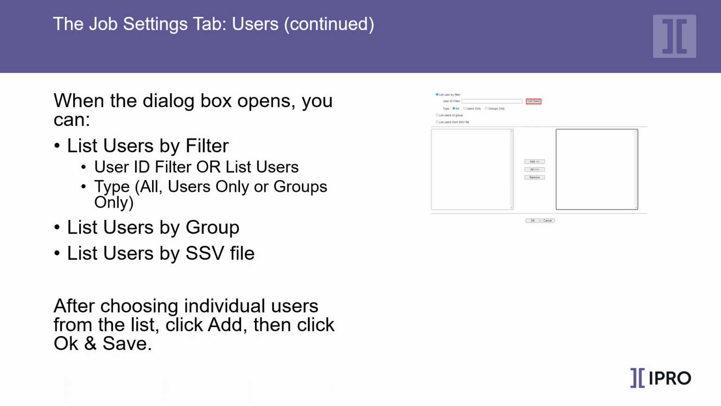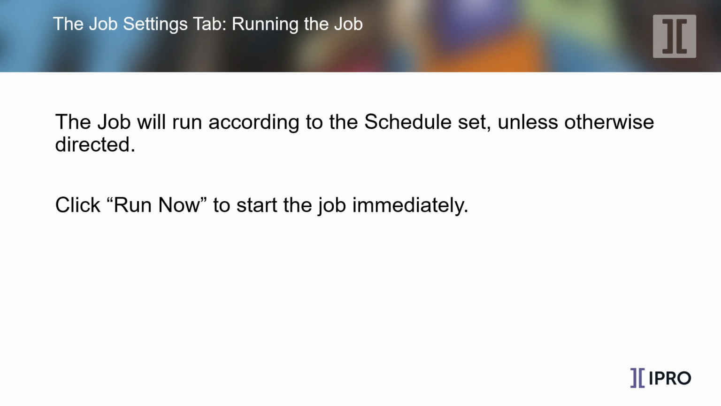When the dialog box pops up, several options appear. You can choose to list users by user ID filter or list users by type, including all, users only, or groups only, or to list users by groups or SSV file. Let's select the List Users button in the upper left. Once they populate in the box, click Add and then click OK to save. Now the job will run according to the schedule set, unless otherwise directed. If you'd rather, you can click Run Now, and the job will run immediately.